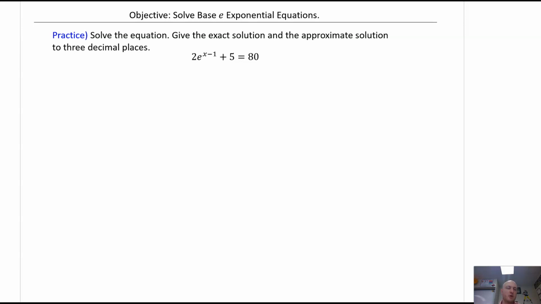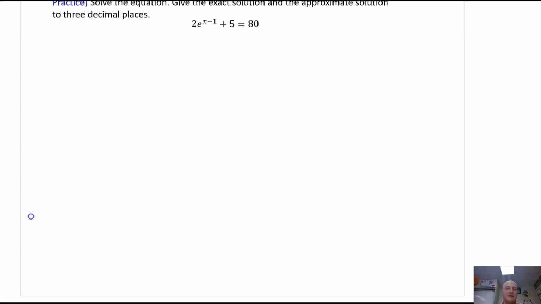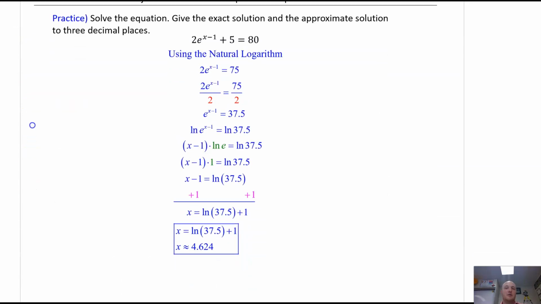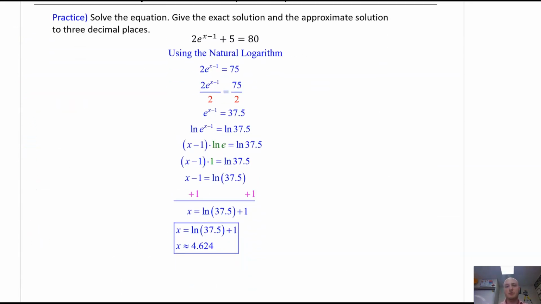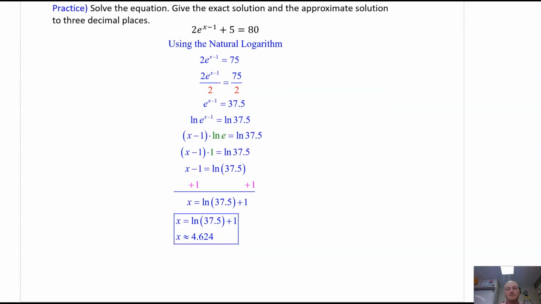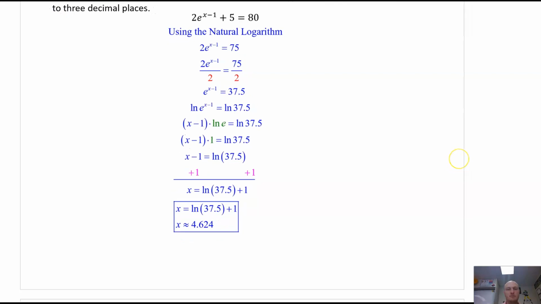Okay, hopefully you paused the video. Remember on this one, you have to undo addition and subtraction first, right? I can't divide first because then I have to divide that plus 5. So you subtract 5 on each side first, then you divide each side by 2. Take the natural log of each side, and then add 1. There you have it.